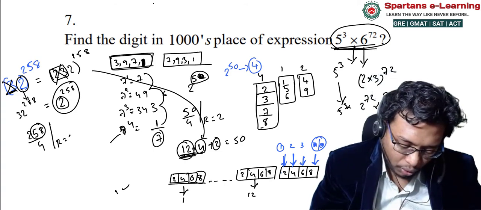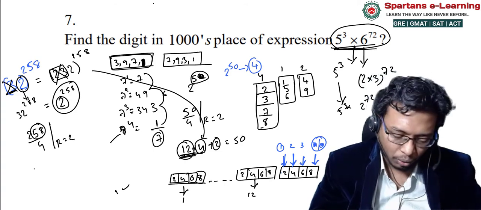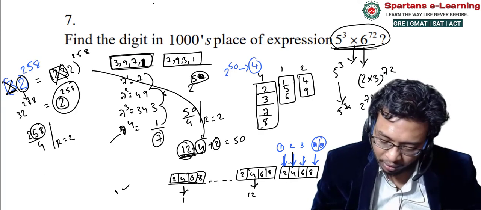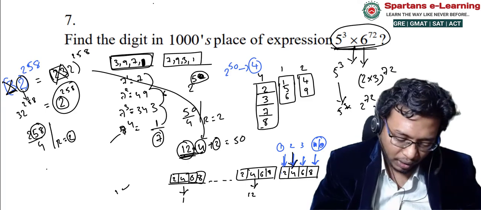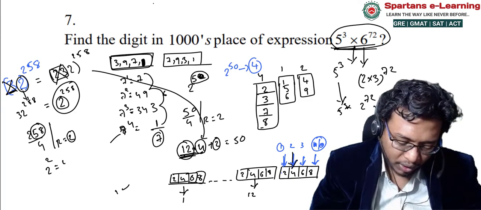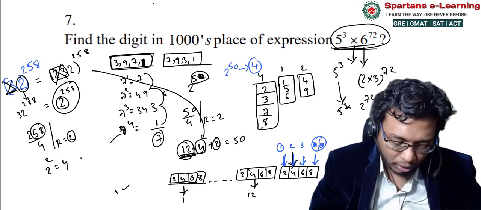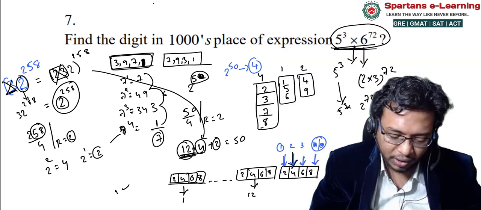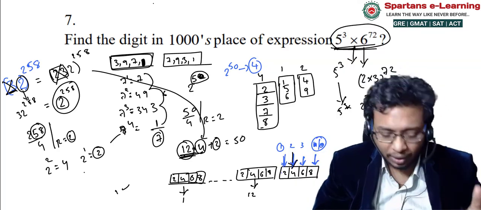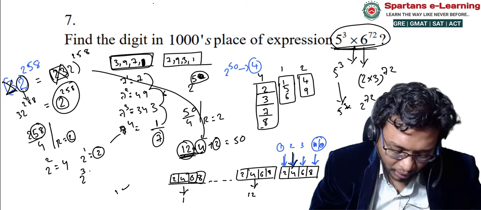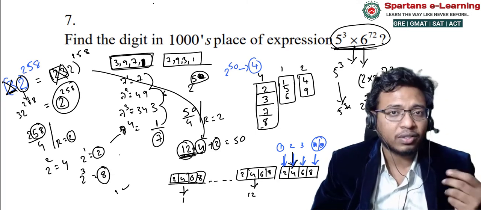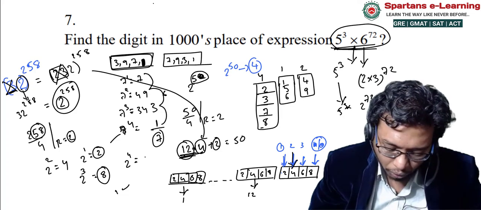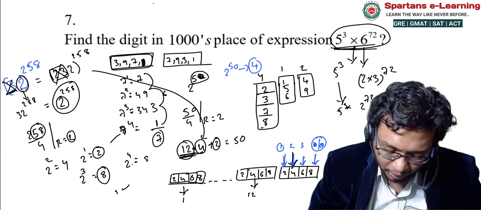The remainder will be 2. When the remainder is 2, that means the last digit will be 4. How will you find this? If the remainder is 2, simply write 2 power 2, which is 4. That's it. If your remainder is 1, you just write 2 power 1, so your last digit will be 2. If your remainder is 3, then write 2 power 3, that means the last digit will be 8. If your remainder is 0, that means you have to write 2 power 4.